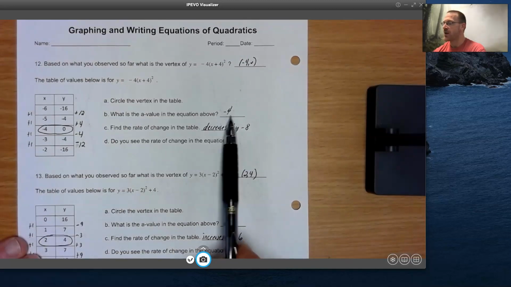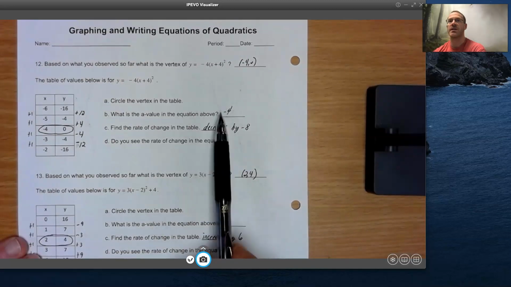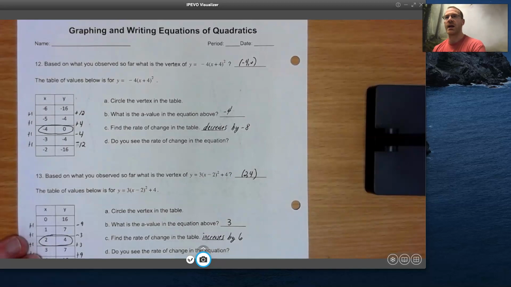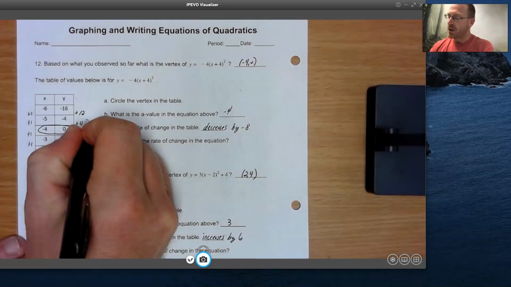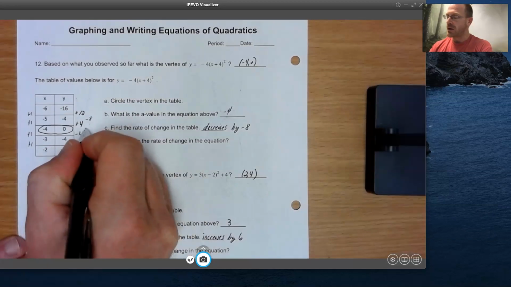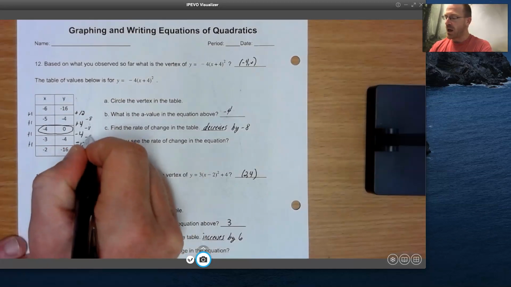Now, let's go back and make some connections. Notice our a value from the equation is -4. All right, now how would we describe this rate of change, right? Well, it's going down by 8 here, going down by 8 here, going down by 8 here, right?